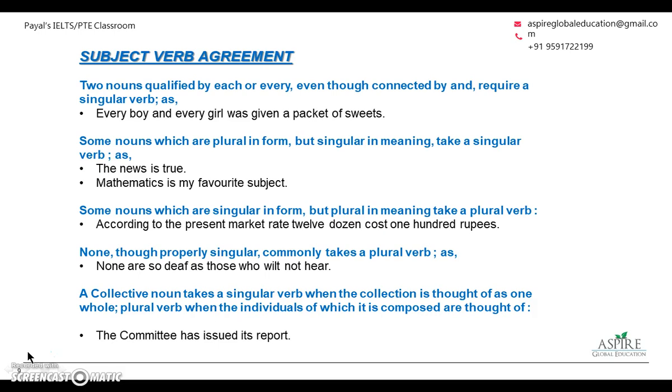Okay, now whenever you have "none" in a subject, my verb is going to be plural. None are so deaf as those who will not hear. Or none of the boys were there in the party, so my verb is "were".